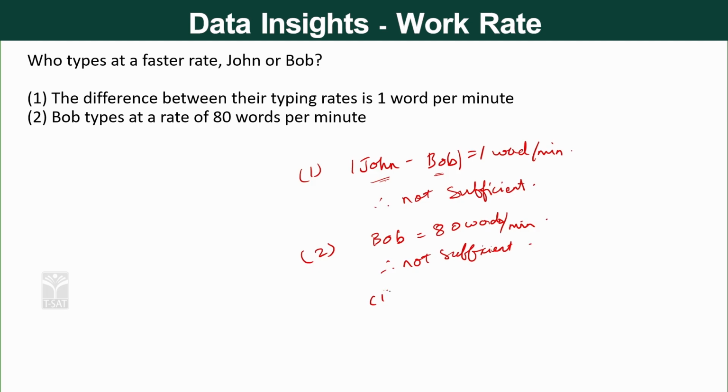When you combine statement 1 with statement 2, we still do not know. We know that Bob is equal to 80, but we do not know whether John is 79 words per minute or 81 words per minute. It can be both, just the difference has to be 1 word per minute. So, from the difference you cannot calculate who was faster. Therefore, this information together is also not sufficient to answer the question, and that makes the answer option E, statements 1 and 2 together are also not sufficient.